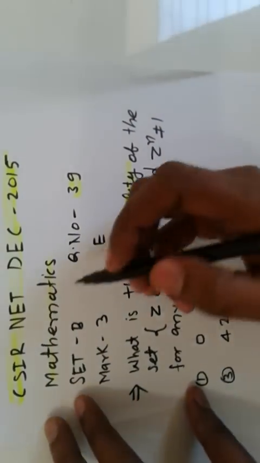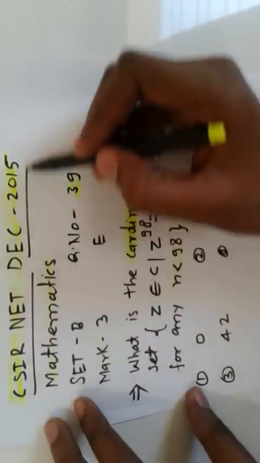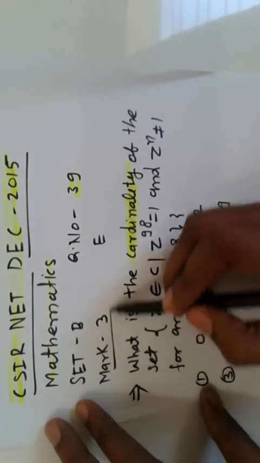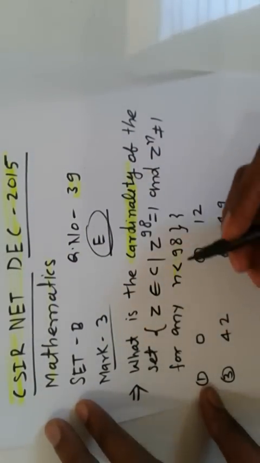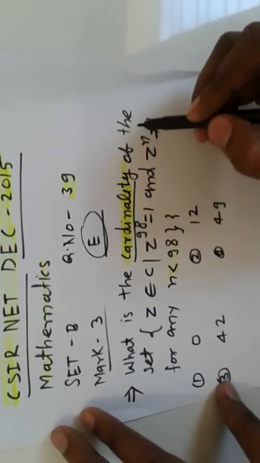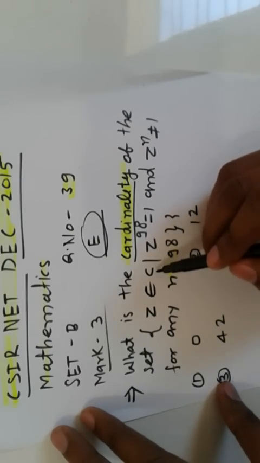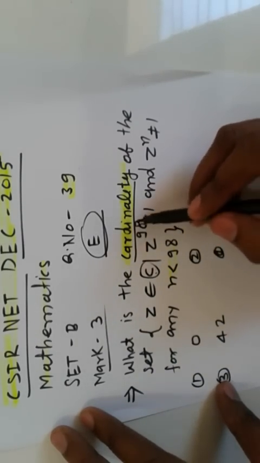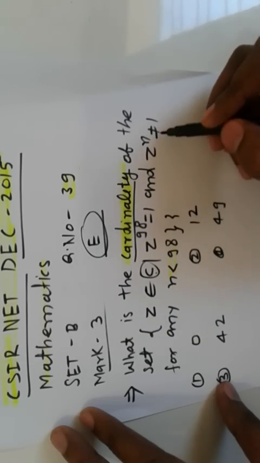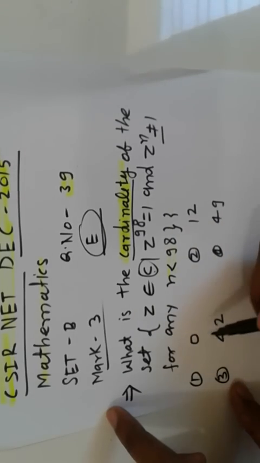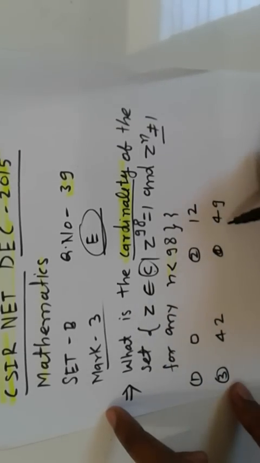Here is the question, CSIR NET December 2015 Mathematics Set B, question number 39, in medium English. What is the cardinality of the set of complex numbers z such that z is not equal to 1 and z to the power n is equal to 1 for some n less than or equal to 98? Four options are given: 1, 2, 3, 4.